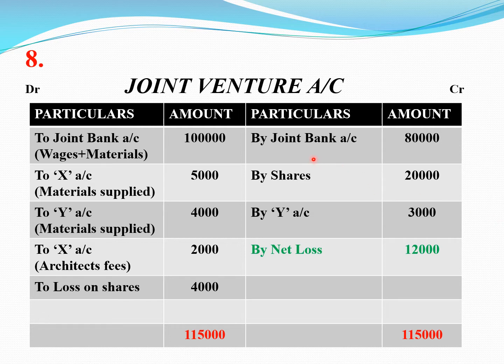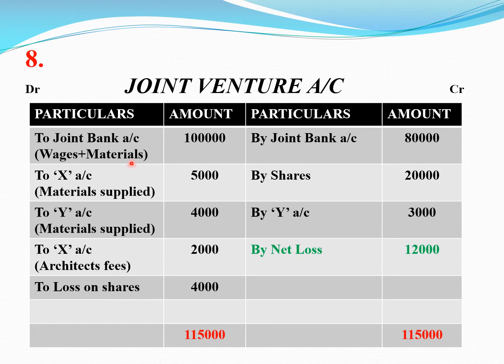On the credit side we write by joint bank account, 1 lakh. 1 lakh is divided into 80,000 cash plus 20,000 shares. So the total value of the contract is 1 lakh, divided into 80,000 cash and 20,000 shares. And then by Y account, Y took over materials for rupees 3,000.